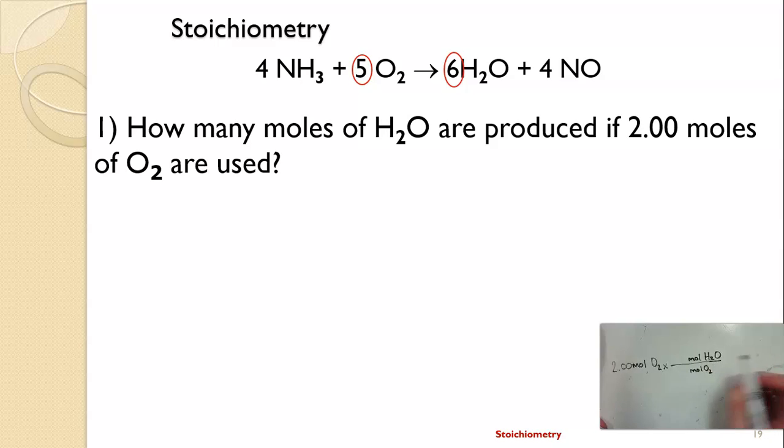I'm going to use the coefficients in the balanced equation for this mole ratio. There are 6 moles of water in my balanced equation and 5 moles of oxygen in my balanced equation. The unit moles of O2 will cancel, and I'm left with moles of water, which is what I was trying to calculate anyway. So 2 times 6 is 12, divided by the number in the denominator here.